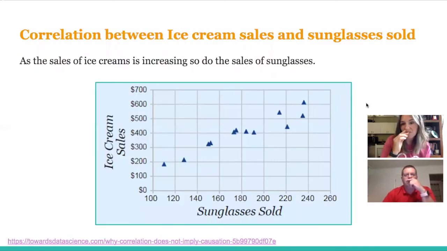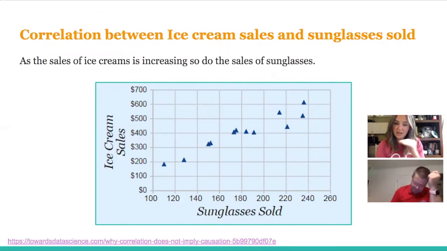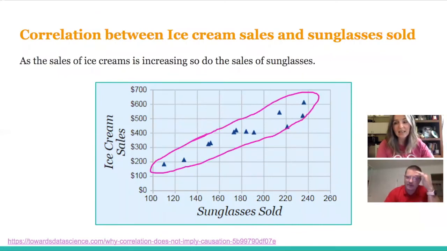Okay, so here's a graph. We've got the sales of some sunglasses correlated with the sales of some ice cream. I see a line. This is kind of oversimplifying it, but I like to circle the majority of the data, not draw a line. I know you maybe were tempted to connect the dots, but you can't connect the dots. I kind of think of it as the blob.